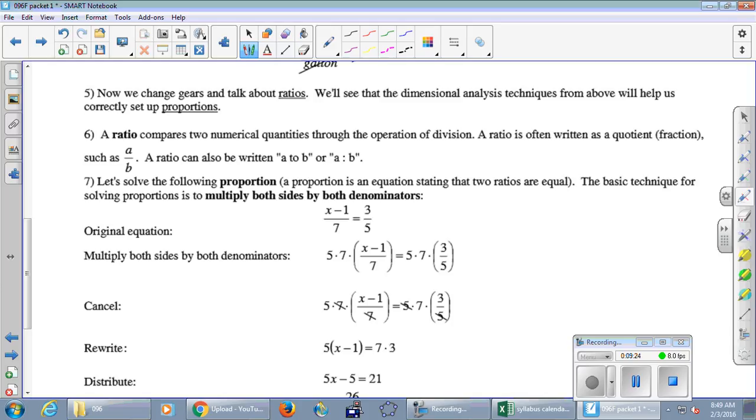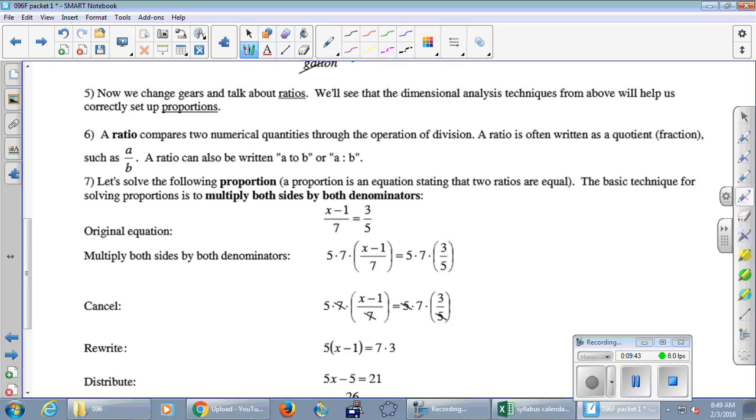A to B. 7, let's solve the following proportion. So that word means an equation stating that two ratios are equal. So proportion is just fraction equals fraction. The basic technique for solving proportions is to multiply both sides by both denominators. So let's take a look.